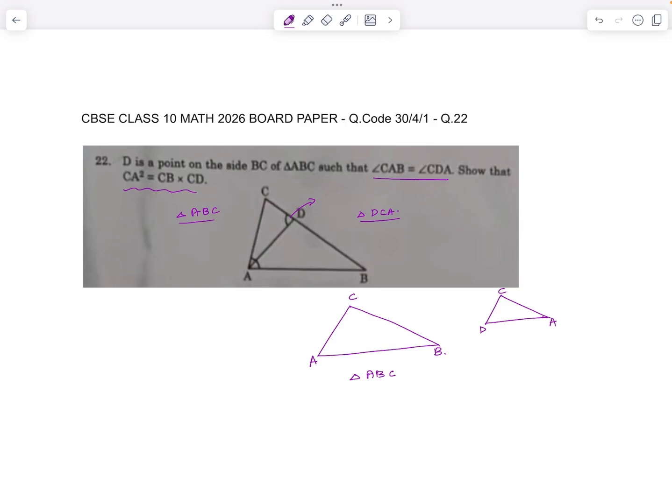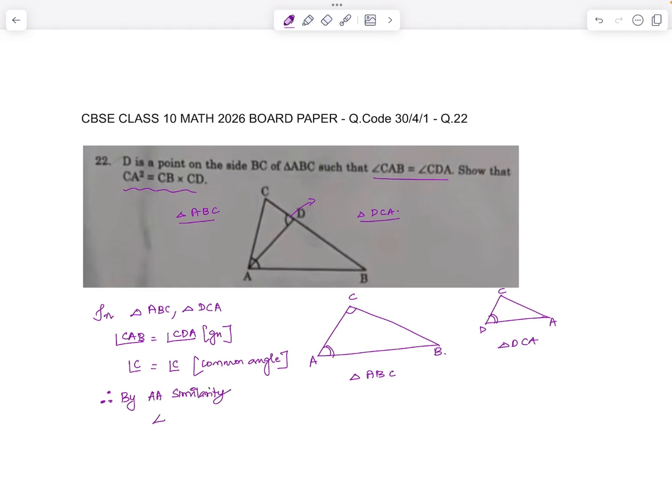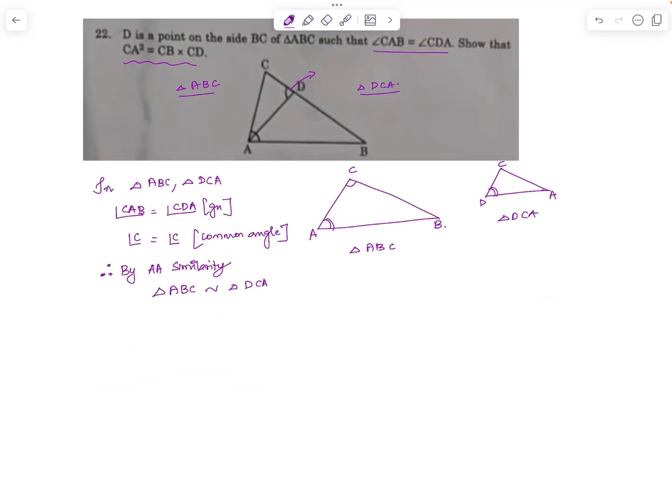According to the given statement, angle CAB is equal to angle CDA. The next one is angle C in the first triangle is equal to angle C in the second triangle. Both are common angles. Therefore, by AA similarity, triangle ABC is similar to triangle DCA. Once two triangles become similar to each other, then the ratio of the corresponding sides are proportional.